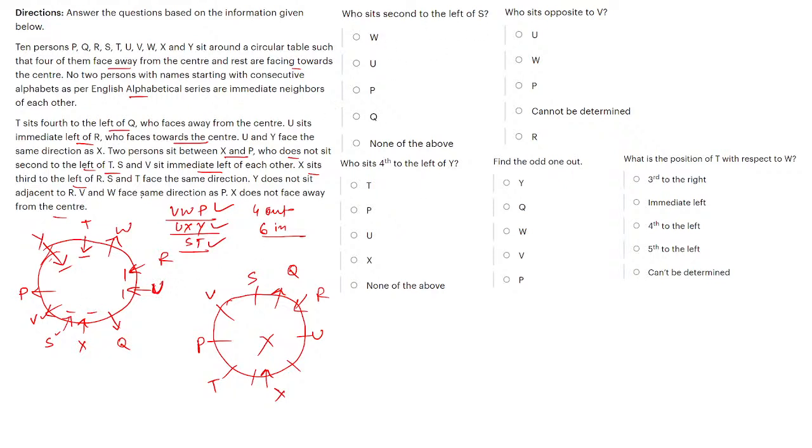Who sits second to left of S? Second to left of S, that is P. 4 to left of Y, 1, 2, 3, 4. This is U. Who sits opposite of V? Opposite of V, that means R. Find the odd one out.